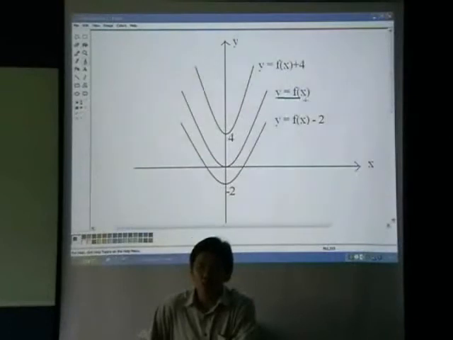So what does it mean that the graph is translated? That means that suppose we want to draw the graph y equal to f(x) plus 4. It means that we move the graph y equal to f(x), which is this one, upwards by 4 units. Suppose we want to draw the graph of y equal to f(x) minus 2, given the graph y equal to f(x). That means we are going to shift the graph y equal to f(x) downwards by 2 units. So in the end, we shall have this graph.